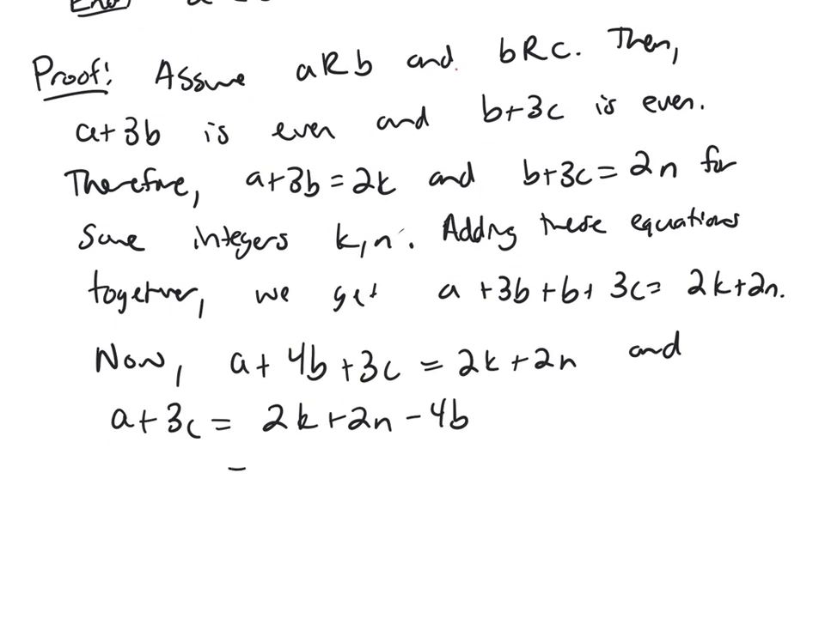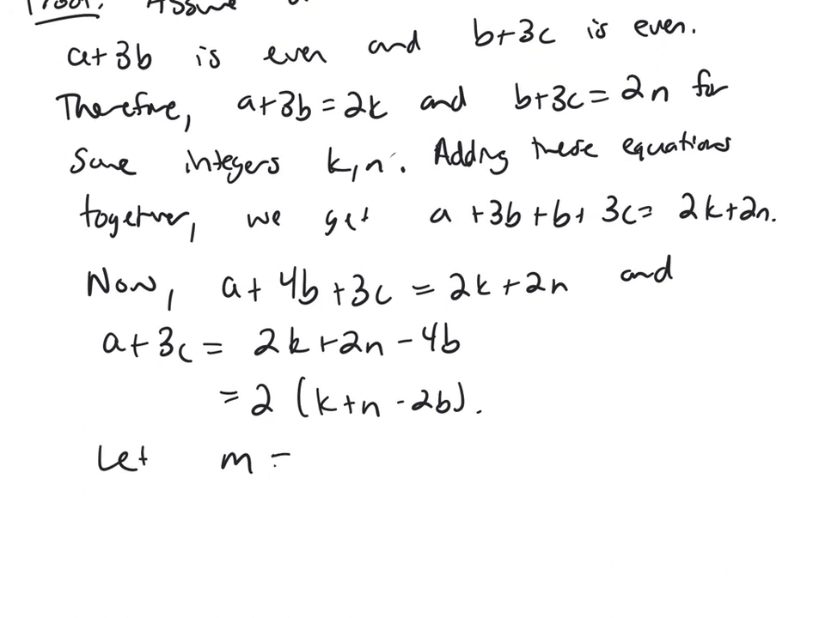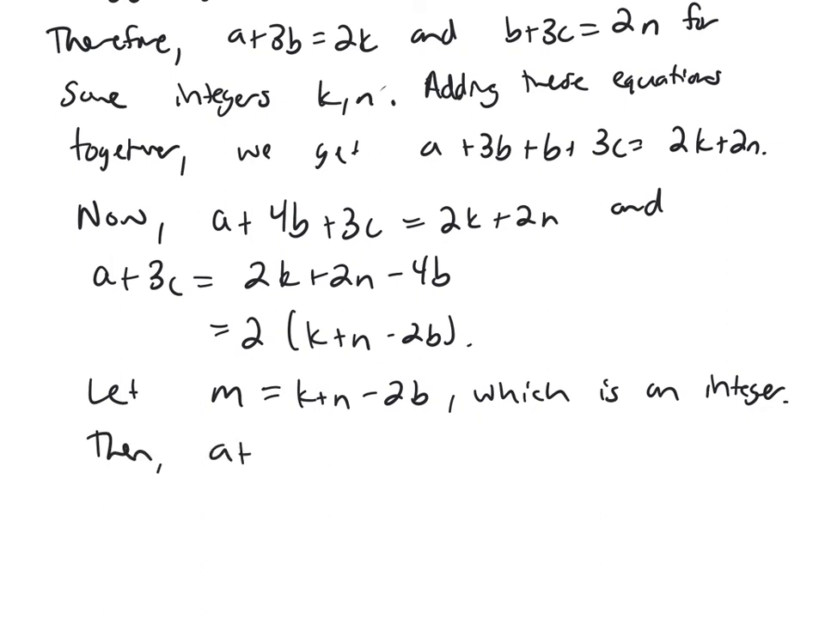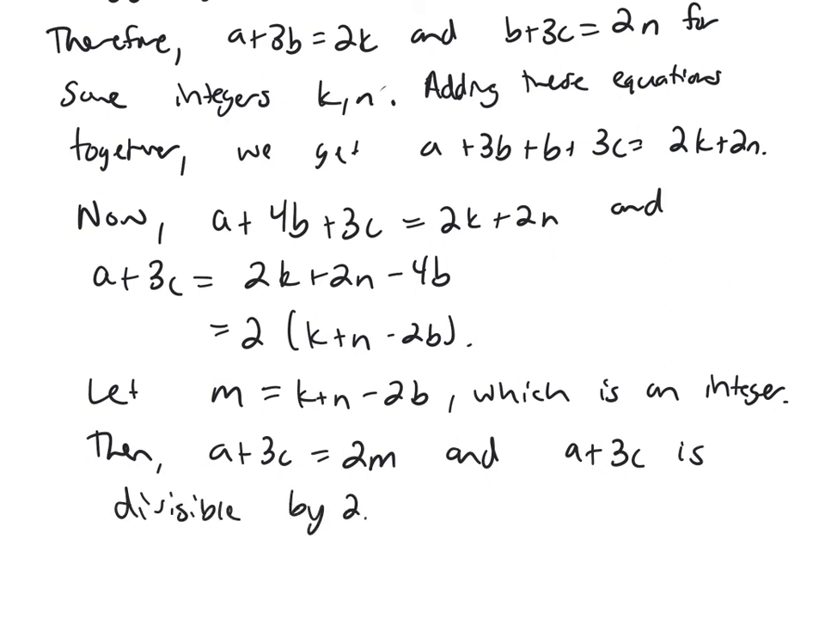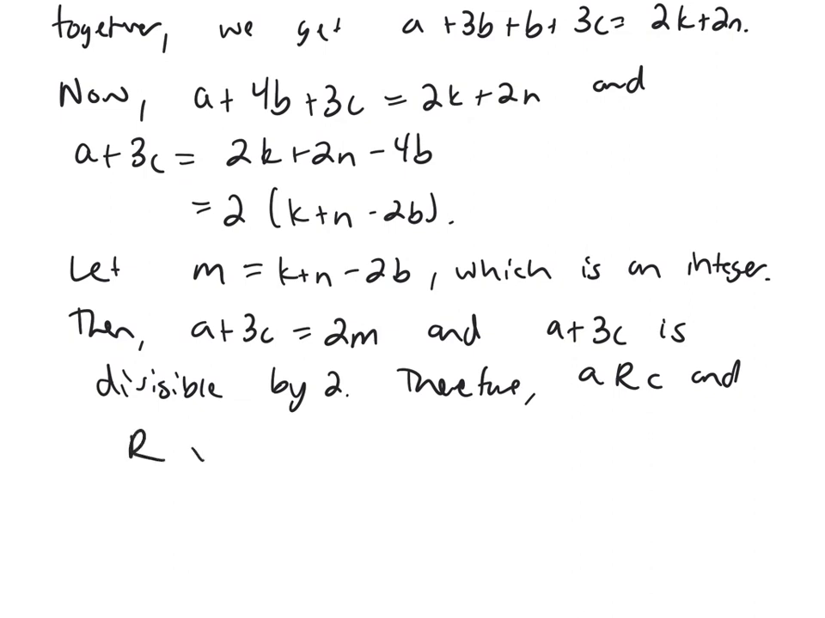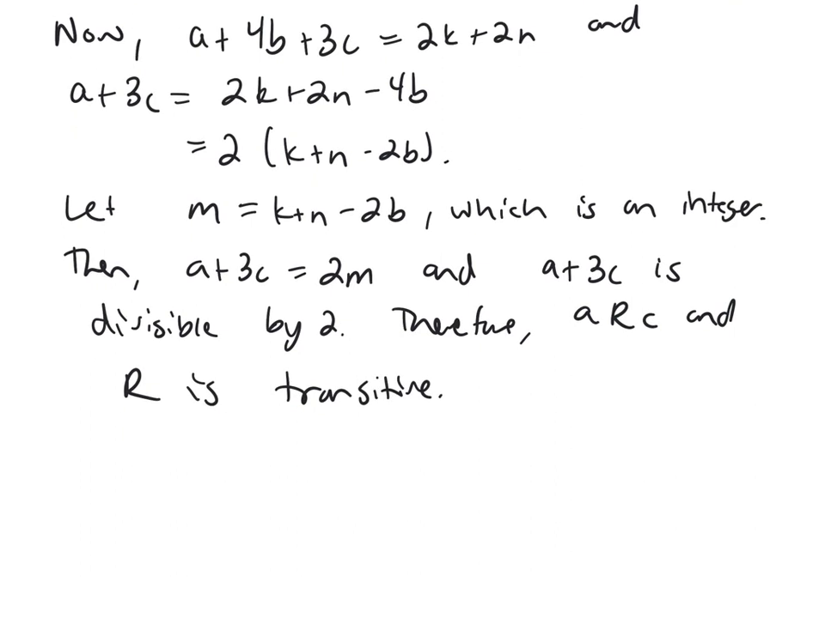And then remember, we factored out a 2. And you're going to say let M be equal to this integer K plus N minus 2B. Then we have A plus 3C equals 2 times M, and A plus 3C is divisible by 2. Therefore, A is related to C, and R is transitive. So we've established that R is reflexive, symmetric, and transitive, therefore it's an equivalence relation.